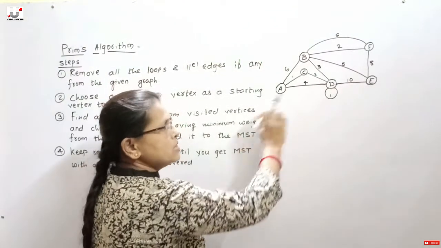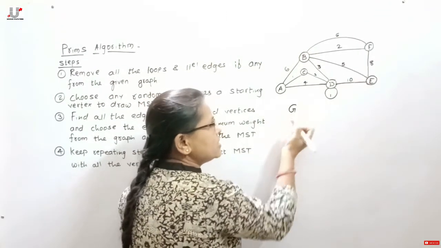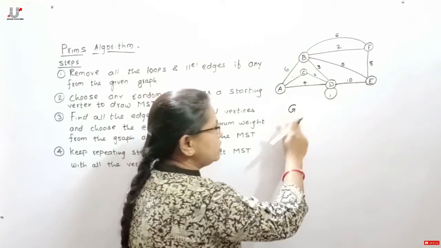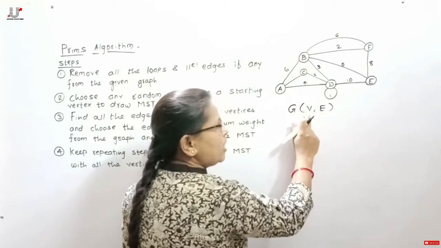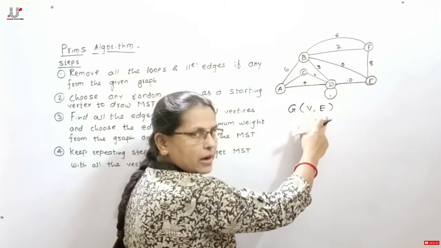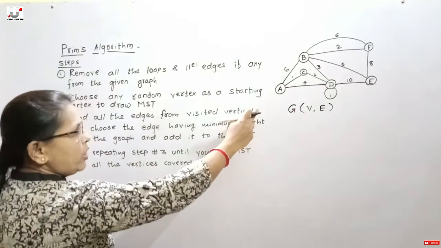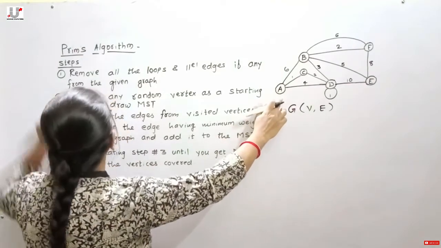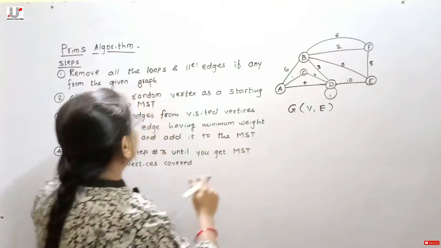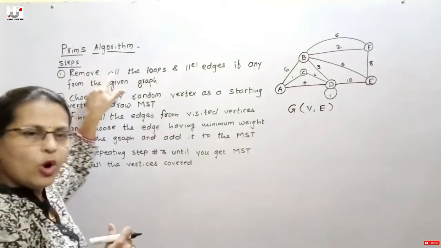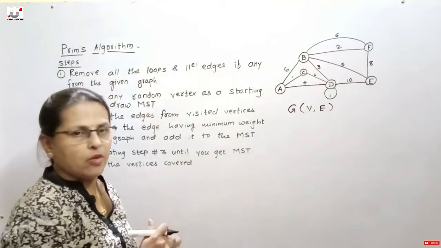So the first step is, this is a graph, and as we all know, a graph in data structures is denoted by capital G with a non-empty set of vertices and edges, where V indicates the set of vertices and E indicates the set of edges. So we have to trace this graph using all these steps of Prim's algorithm. The first step is to remove all the loops and parallel edges from the given graph.